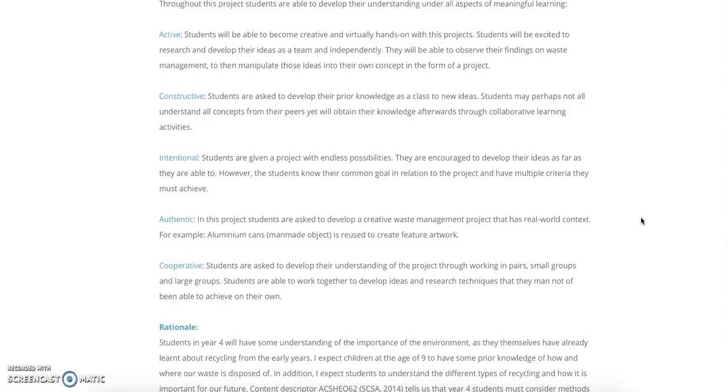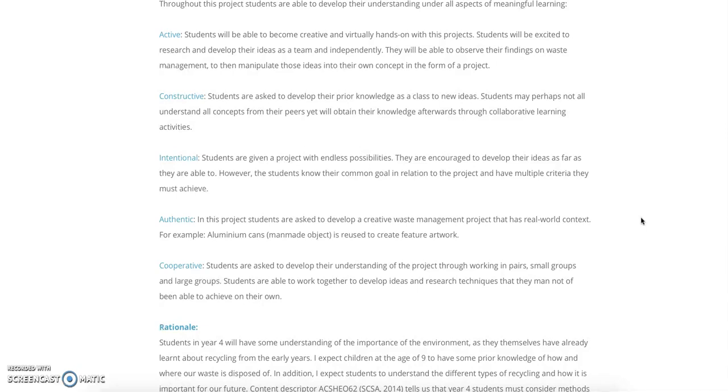Intentional. Students are given a project with endless possibilities that they are encouraged to develop their idea as far as they are able to. However, the students know their common goal in relation to the project and have multiple criteria they must achieve. Authentic. In this project, students are asked to develop a creative waste management project that has real-world context. For example, aluminium cans, which are a man-made object, are reused to create feature artwork.